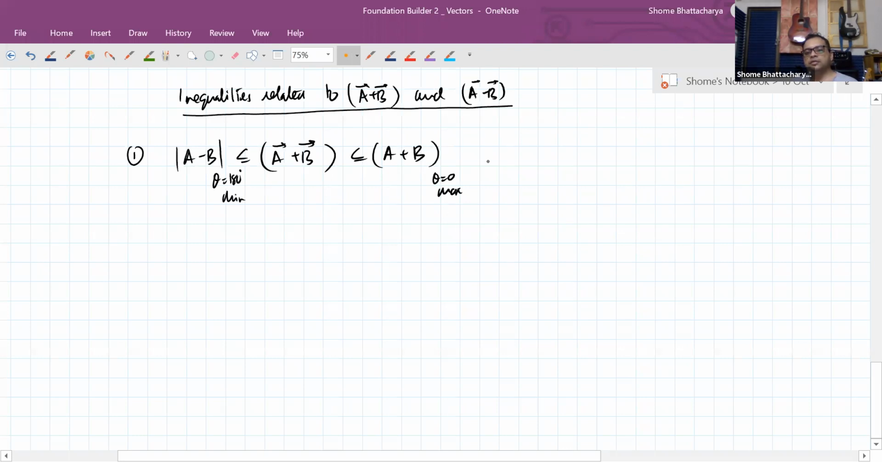Okay. So you can see that when theta is 0, the sum of two vectors becomes like this. This is the theta equal to 0 case. So the sum becomes like this. Whereas theta equal to 180 case is like this now.